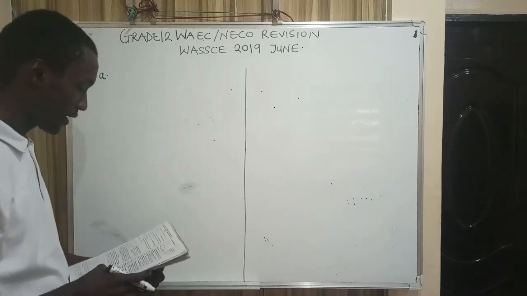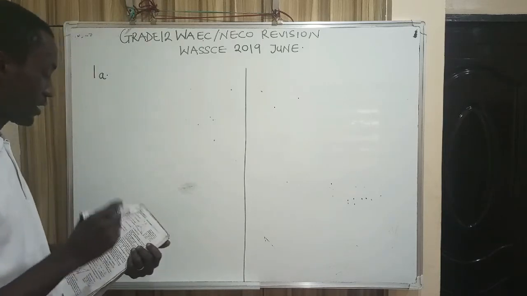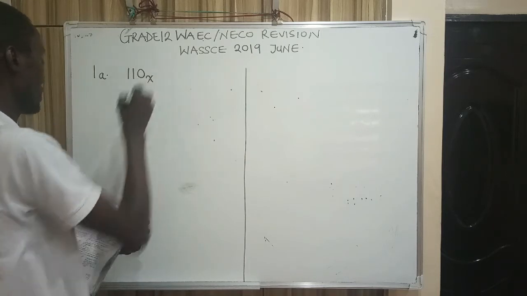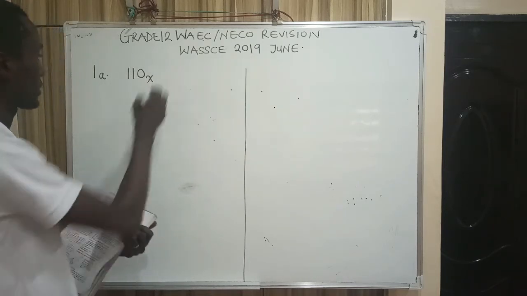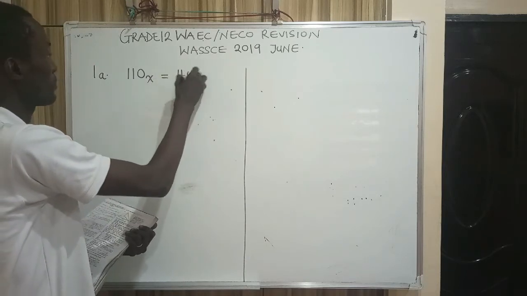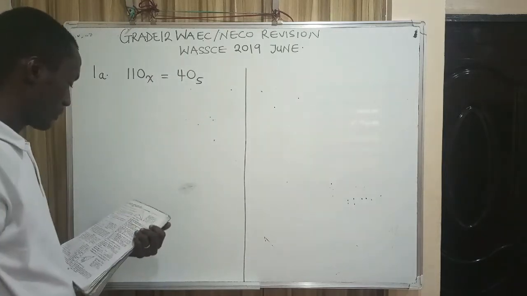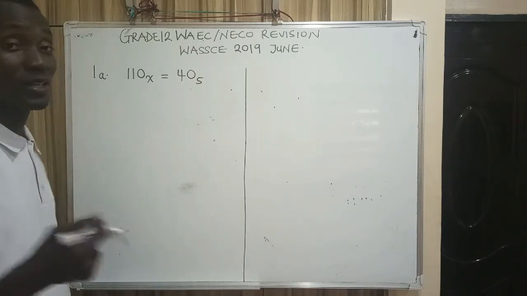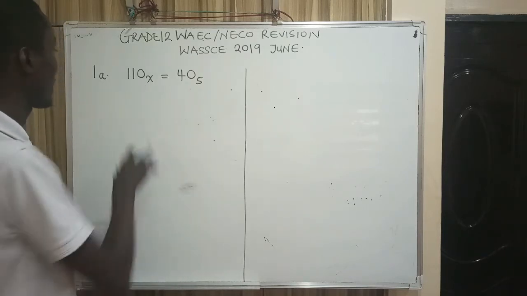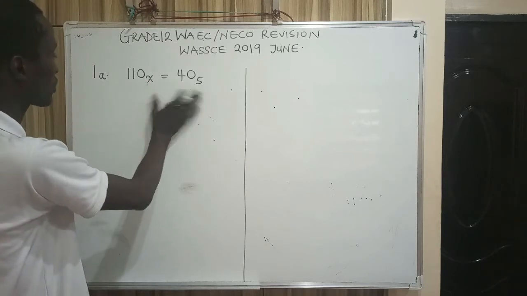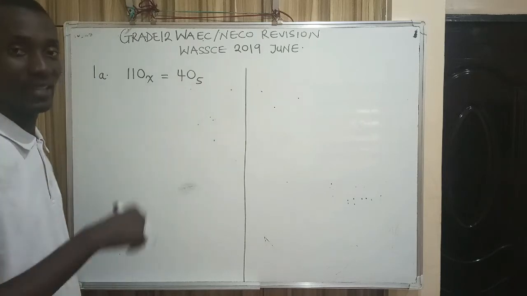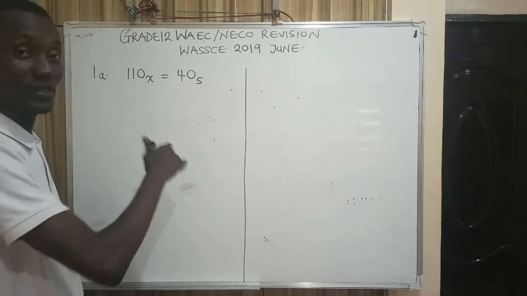Now, question number 1A says, given that... it's a test of your knowledge of number bases. So this will be equal to 40 base 5. Now, we're told to find x. So how do we look for x? We were taught a very simple technique back then. To solve this, I need to make both sides appear in base 10, so I have to convert both of them to base 10.